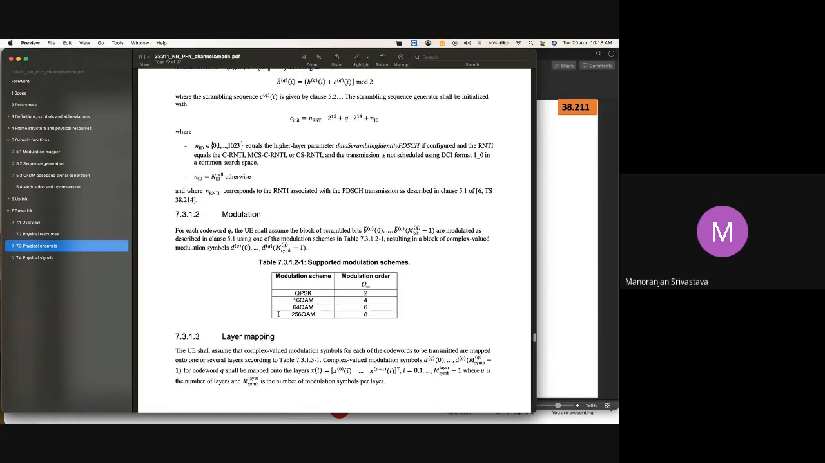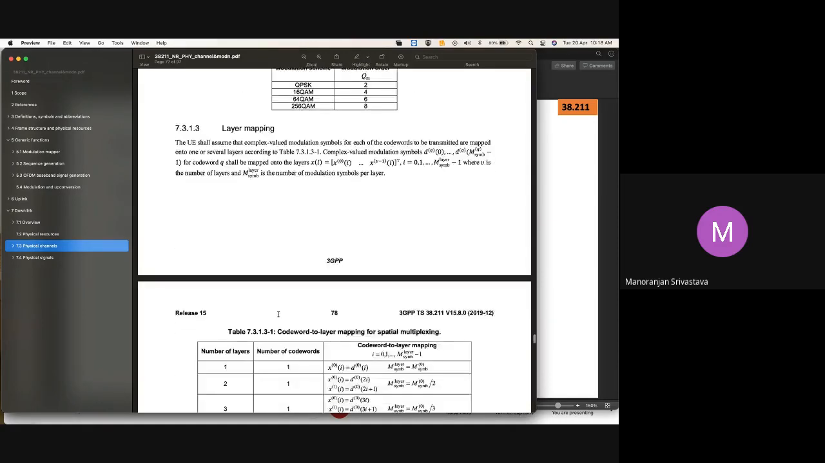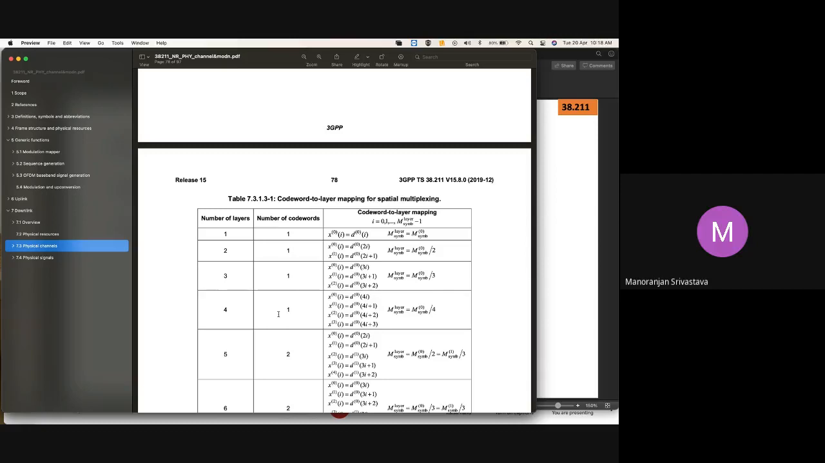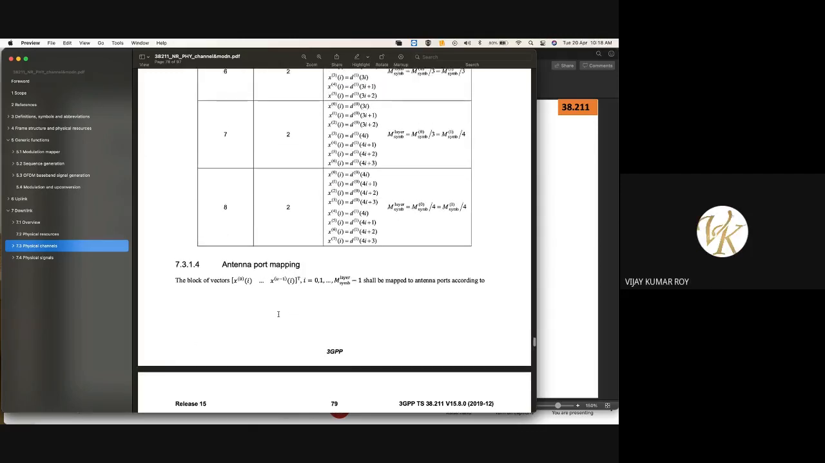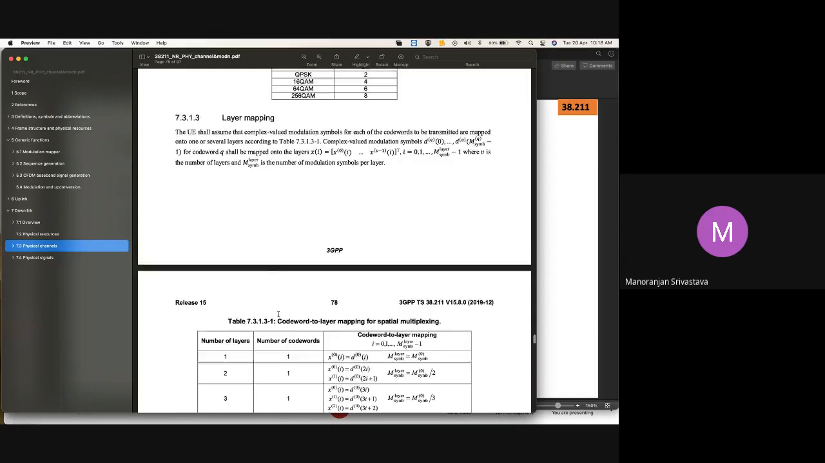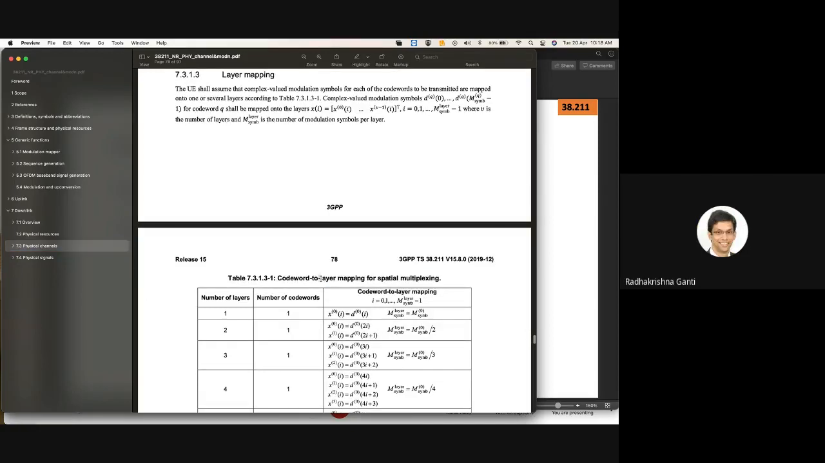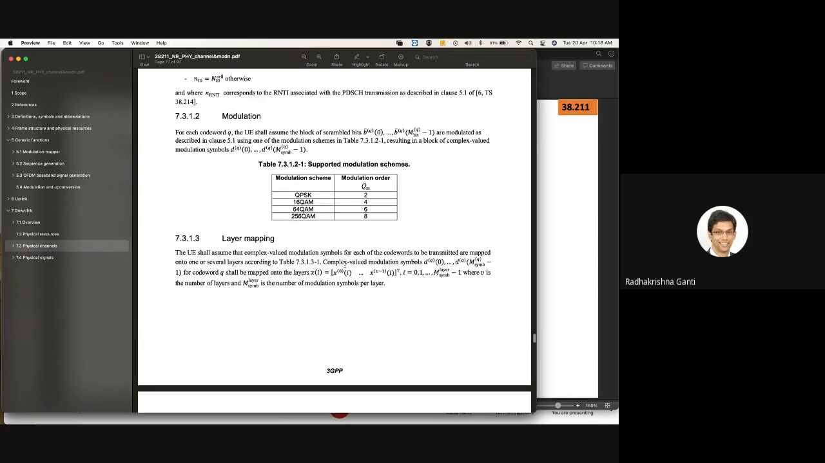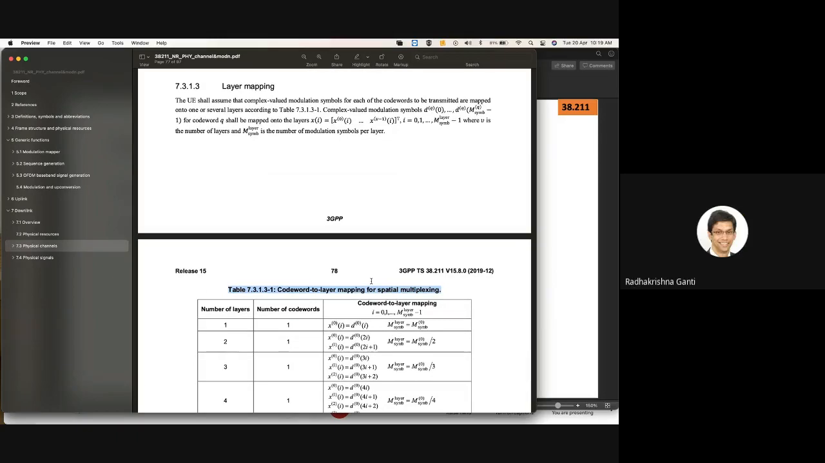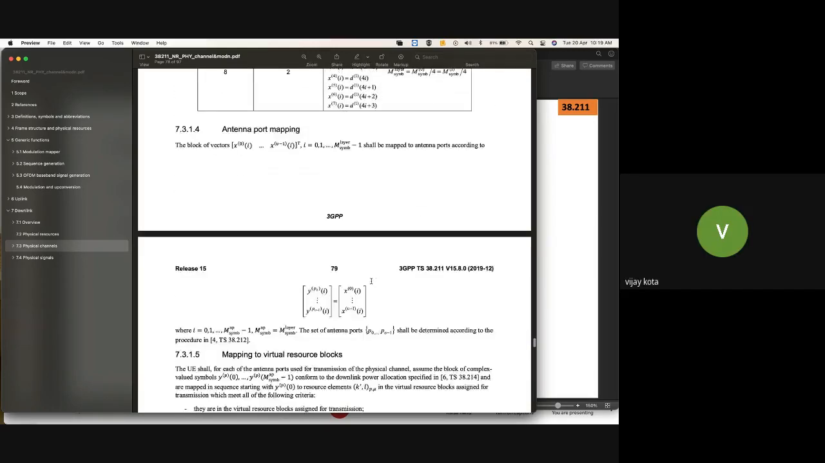Is there any limitation? What is the maximum number of layers possible at the UE? Maximum number of layers possible is 8. So they call it code word to layer mapping. It's just a notation. First it is modulated, and the complex-valued modulation symbols are layer mapped. This code word and whatever you described earlier are different. They have no relation. It's a very bad use of this term.